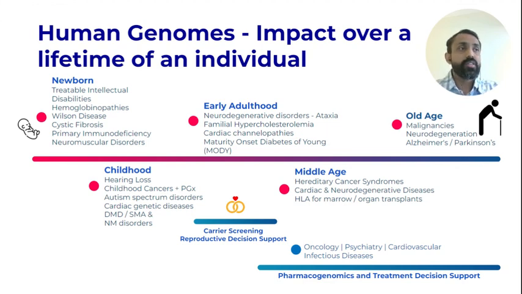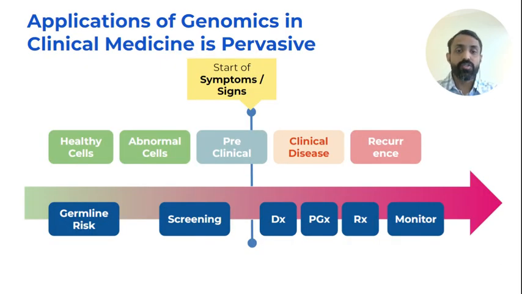Whether you are a newborn, whether you are an adult, at any point of time, you could do a whole genome and you could glean very valuable information from a whole genome sequencing. So broadly, what I would want to give the impression is that genomics or whole genome sequencing is not just for the diagnosis. It could also extend to early screening right from birth in terms of germline risk for genetic conditions. Early on, you would want to look for treatable conditions. Later on, you would want to look at preventable or screenable conditions. So the applications of genomics in clinical medicine is quite pervasive.